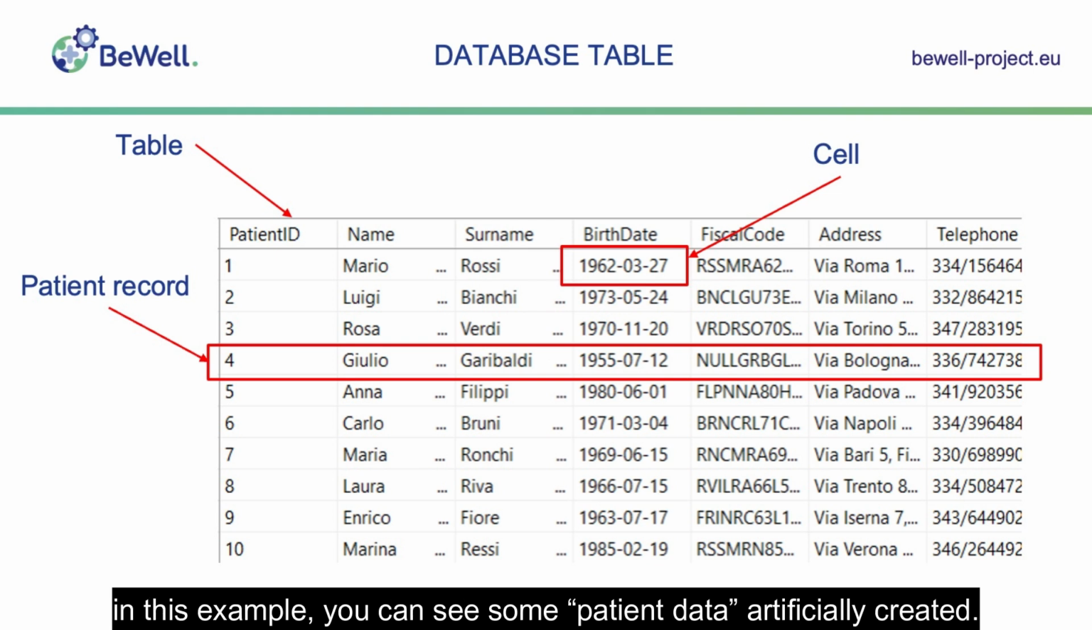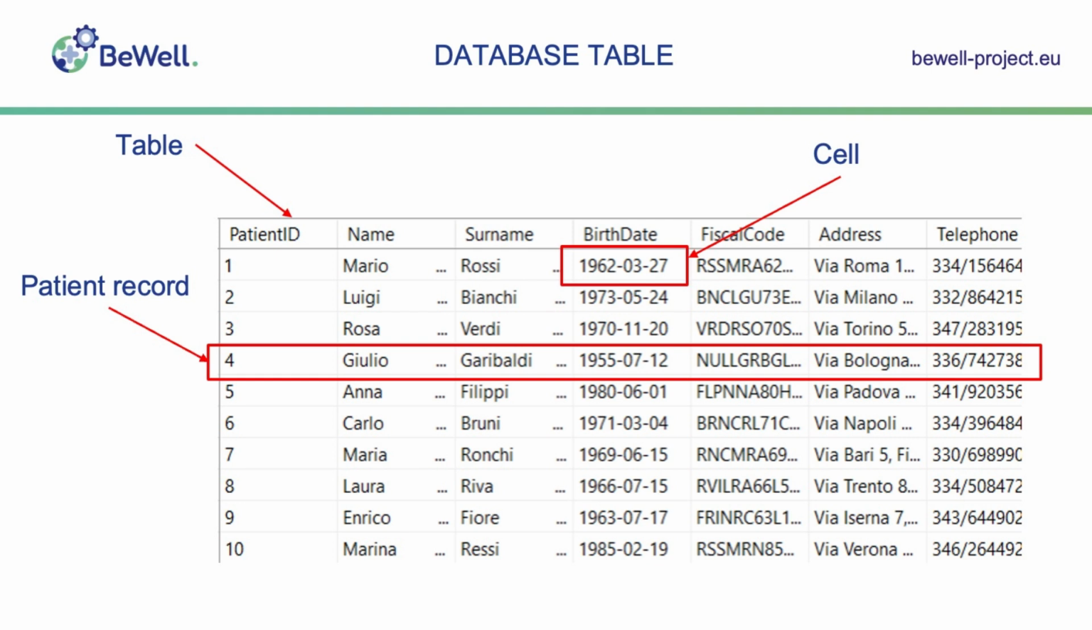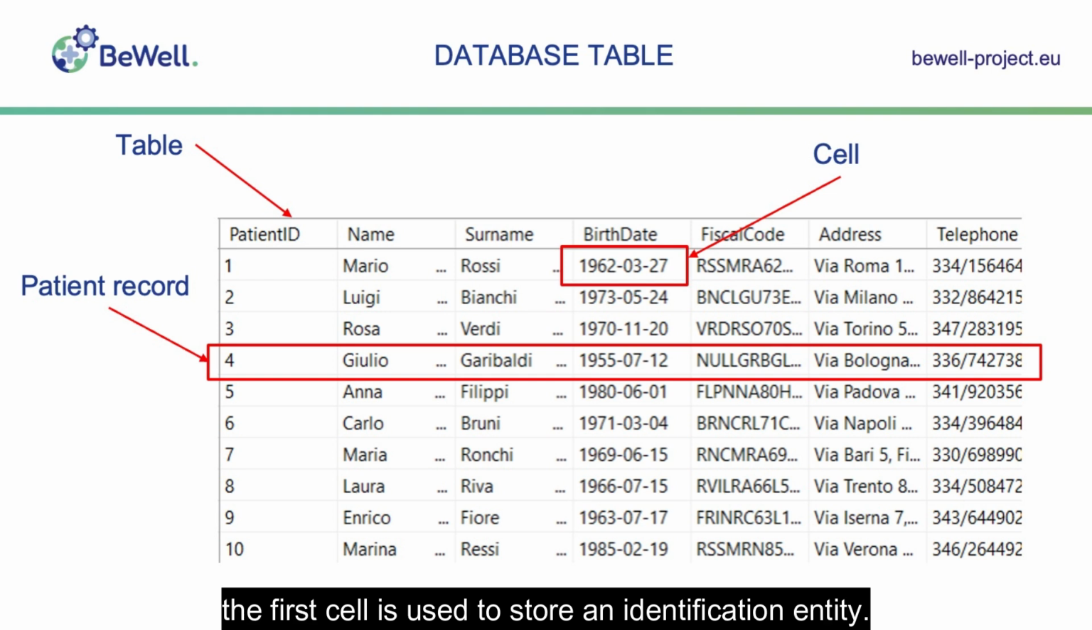Here in this example, you can see some patient data artificially created. As shown here, data of a single patient is contained in a single row that we call a patient record. In the patient record, the first cell is used to store an identification entity. In this case, the identification entity is the patient ID.